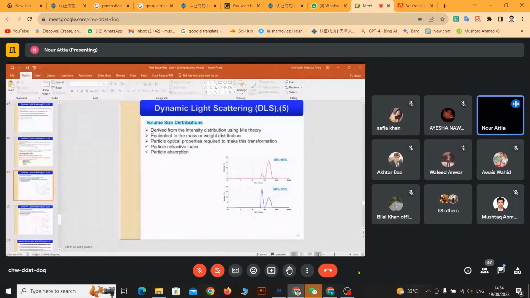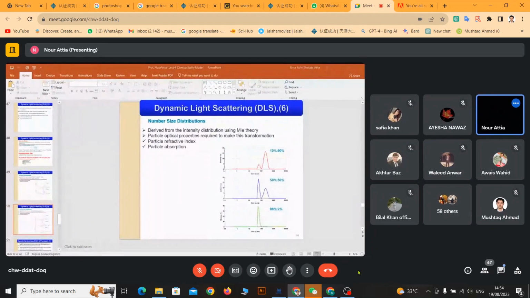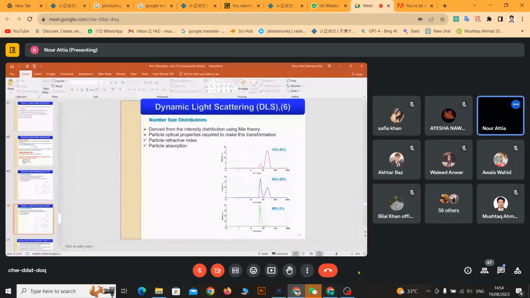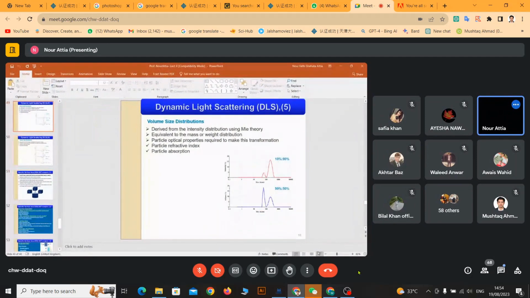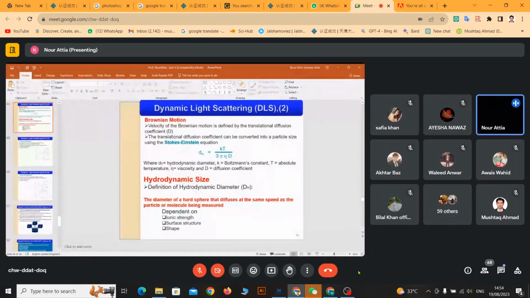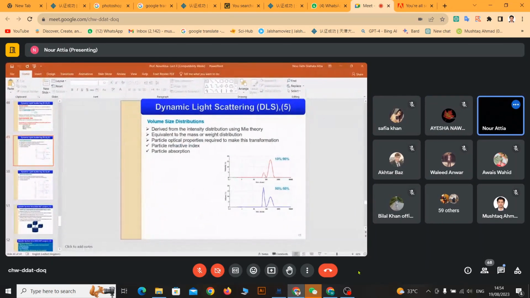Okay. And you have a number size distribution and number, volume. Yes. Volume. We have a volume size, number size, intensity size.